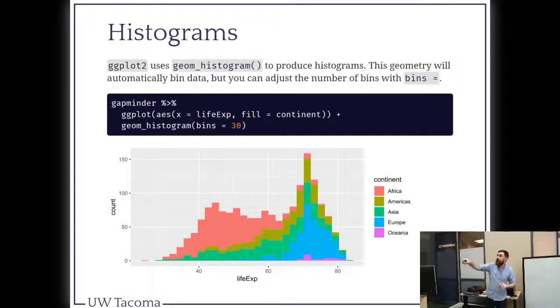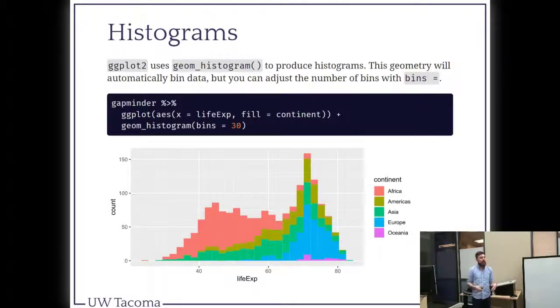Anyway. Aesthetic, x equals life expectancy, and then I say the fill, that is the color that the actual body of a thing is going to be, is its continent, and then I just say plus geom_histogram with 30 bins. What this is going to do is it's going to take that life expectancy variable, automatically bin it into 30 equal width bins, and then plot the counts of those on the y-axis. So it's actually done the underlying data manipulation for us. Just a quick way to do histograms.